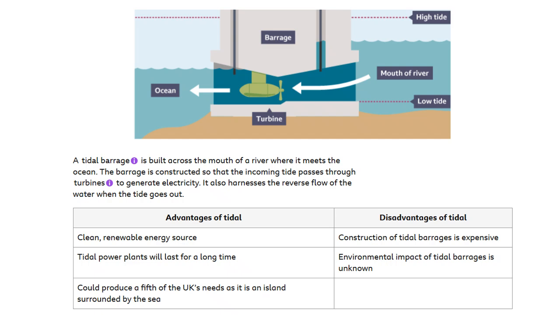So the tidal barrage is built across the mouth of a river where it meets the ocean. The barrage is constructed so the incoming tide passes through the turbines to generate electricity. It also harnesses the reverse flow of the water when the tide goes out.